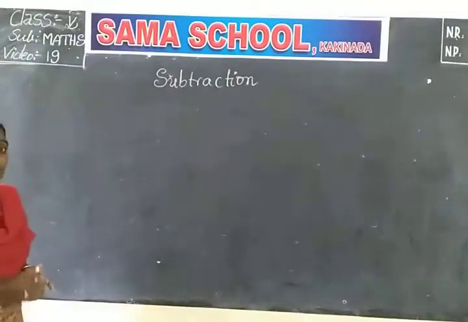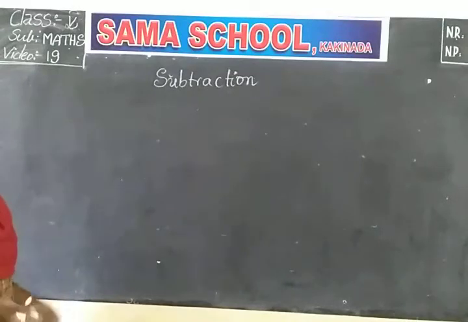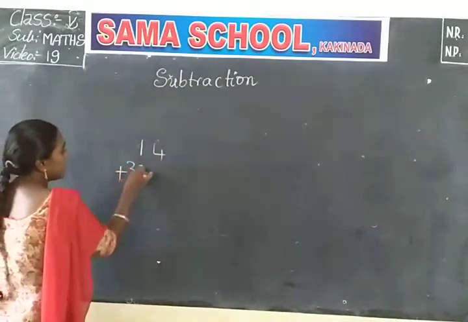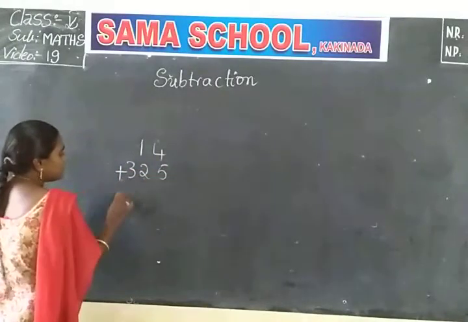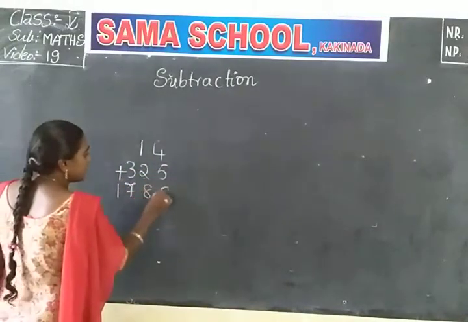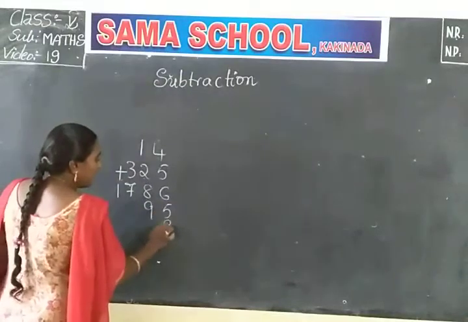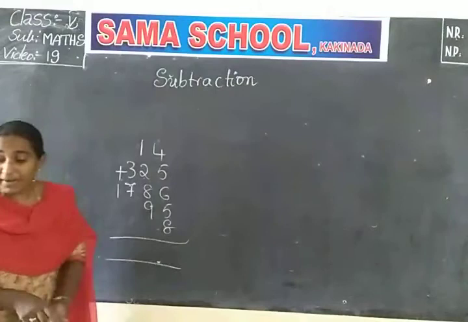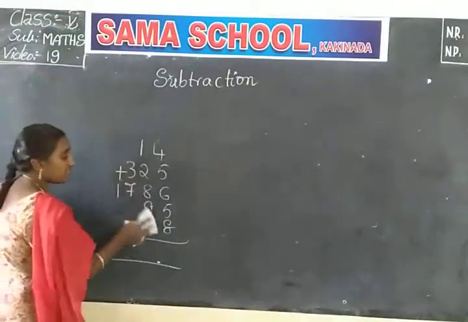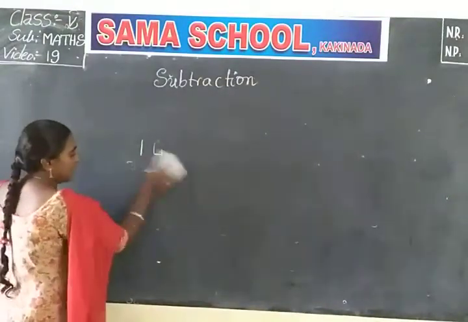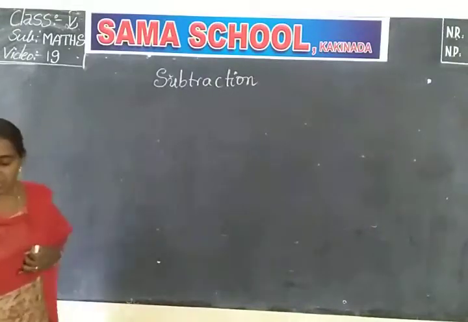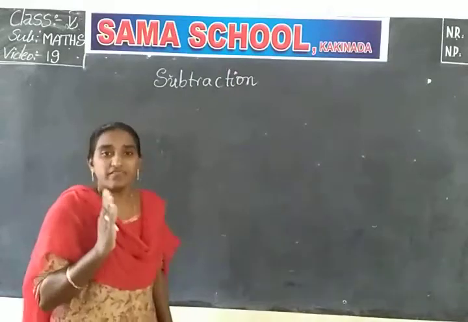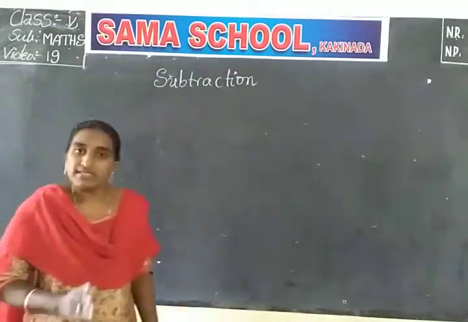And at a time, how many numbers can we add in addition? We can take so many numbers for addition, like 14 plus 325, 1786, 95, 8, like this. So many numbers we can take and we can add at a time. But in subtraction, we can't subtract with all these numbers at a time. For doing subtraction, we require 2 numbers. Only 2 numbers we have to take for doing the subtraction.